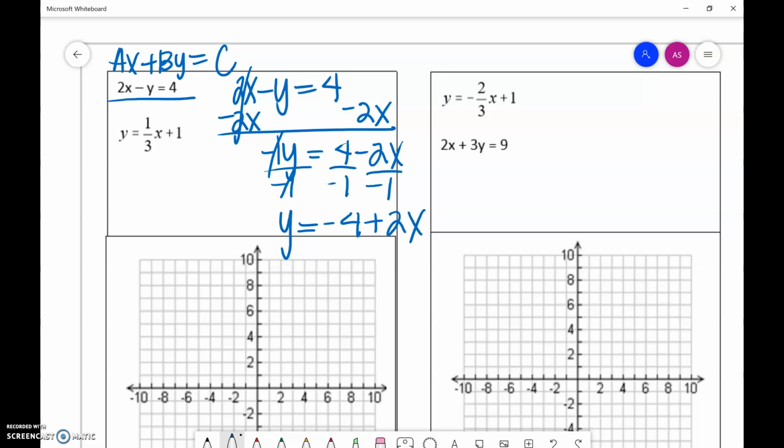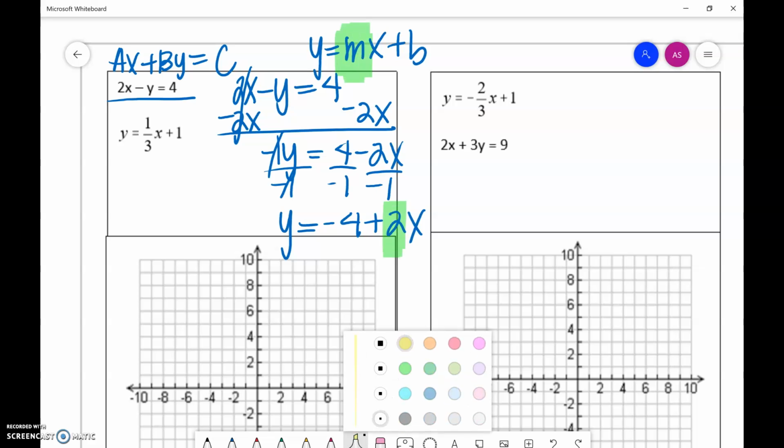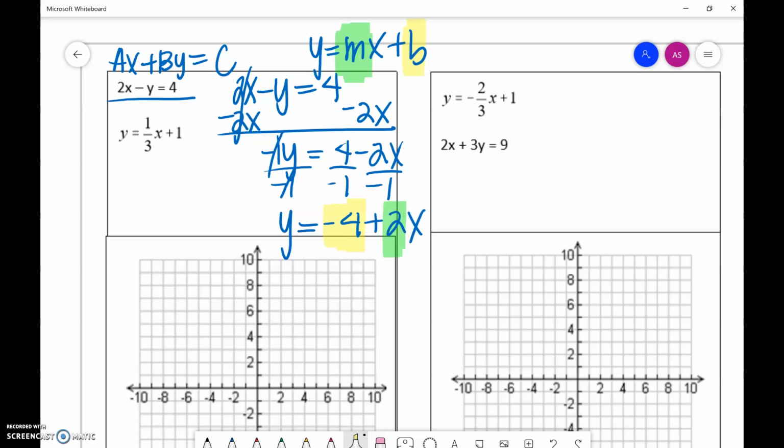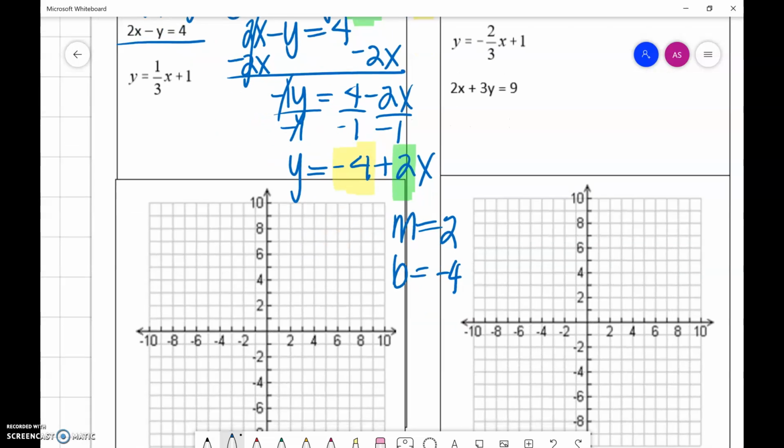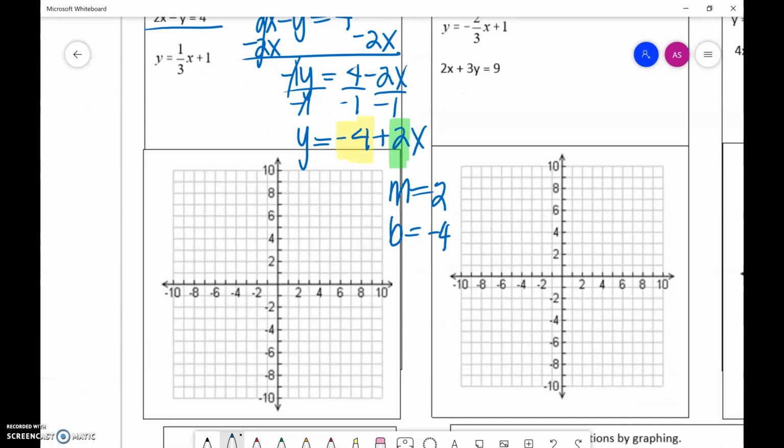Okay, so this is my graph. Now I have it in slope-intercept form, y equals mx plus b. We know our m is right before the x, and we know our b is here by itself. So I'm going to write m equals, b equals. My m is 2, and my b is -4. So that lets me know on my graph, I'm going to be starting at my y-intercept, which is 4, and I'm going to go up 2 over 1.